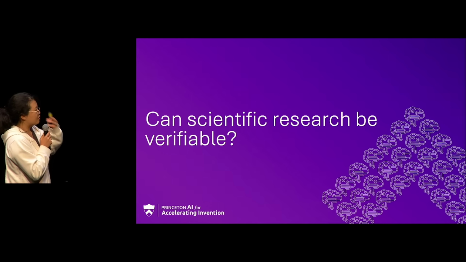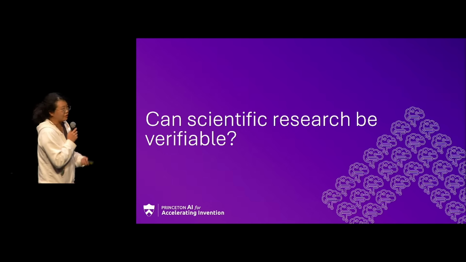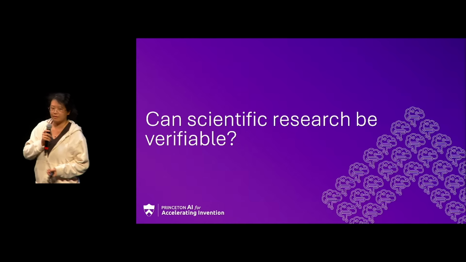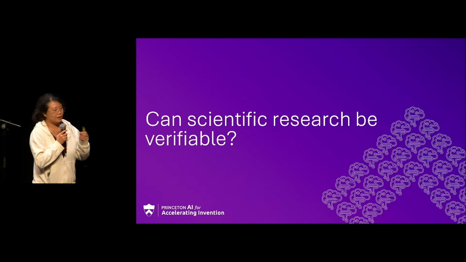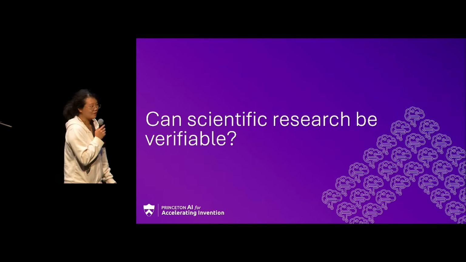Okay, so let me ask you a question. Let's pick a random paper in Nature, say it's a chemistry paper or a biology paper. Do you know what's the percentage of Nature papers that can be reproduced? Someone want to guess?